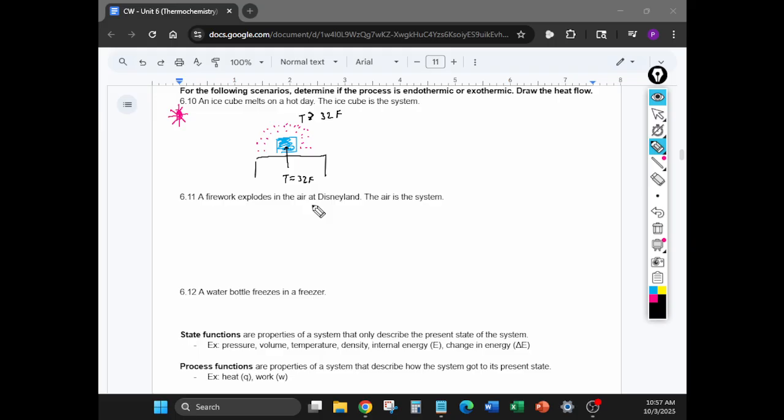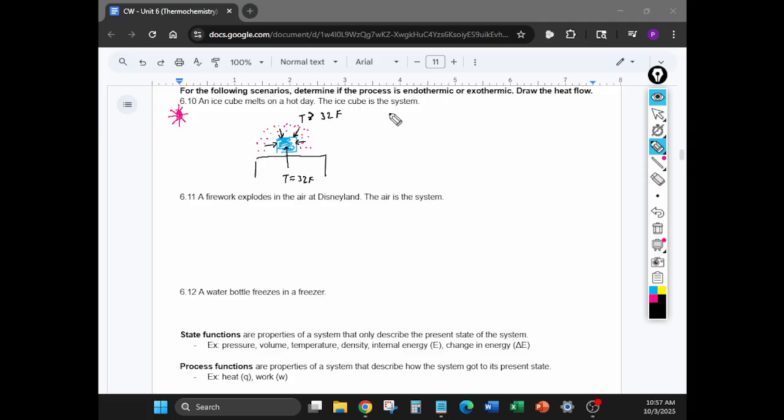Okay, so because the air molecules have more energy than the ice cube, what's going to happen is the air molecules are going to give energy to the ice cube. So this is our heat diagram. We're drawing energy as arrows going into the ice cube.